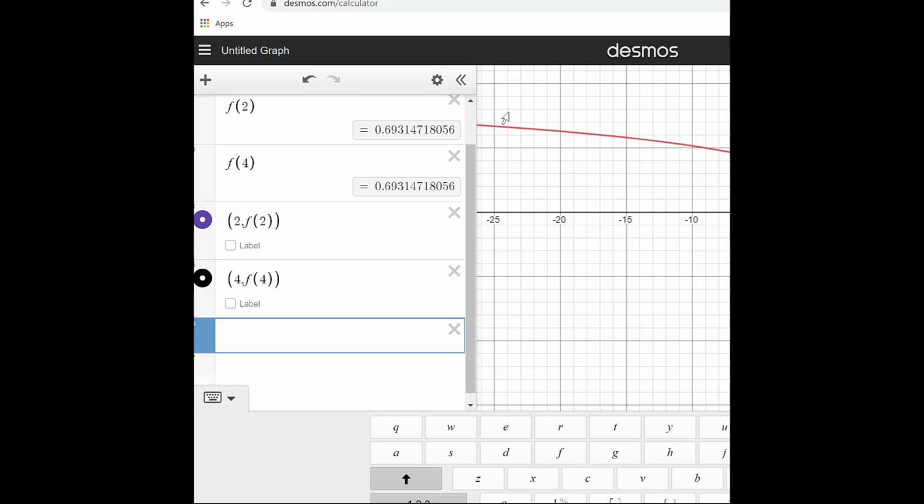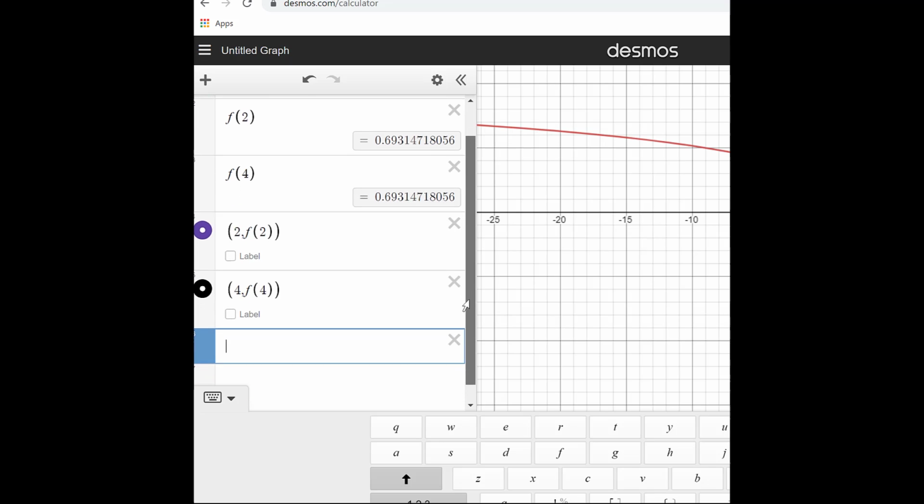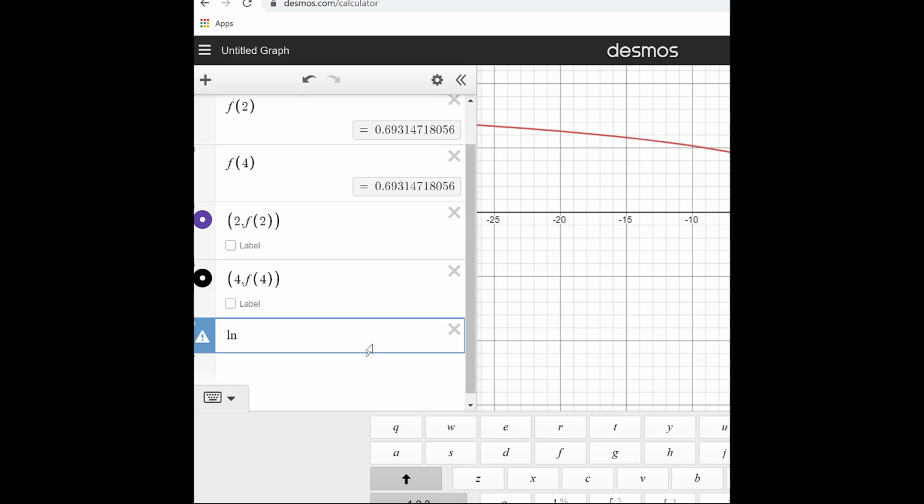Alright, so I thought we should take a quick peek at Desmos to see what this looks like. So first off, I put in the natural log of x squared minus 6x plus 10. Then I plugged in 2 and 4 and see how the values are the same. Those are both the natural log of 2. Let me show you the natural log of 2. You can see there's the 0.693. On the graph, I want those 2 points to show up, so I asked Desmos to graph 2, f of 2, and 4, f of 4.